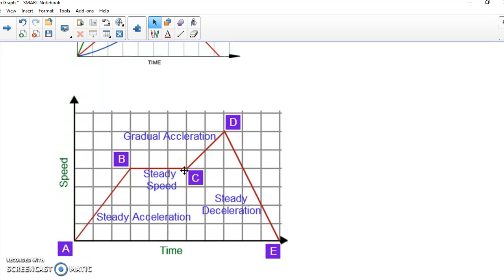Remember, on the time and distance graph, the object is stationary and not moving. But in this case, the object is moving when it's time and speed. As the angle gets sharper or the line gets sharper, it means gradual acceleration. That means the object is getting faster. When it's going down, this steady deceleration means that the object is slowing down and going back down to the starting point.